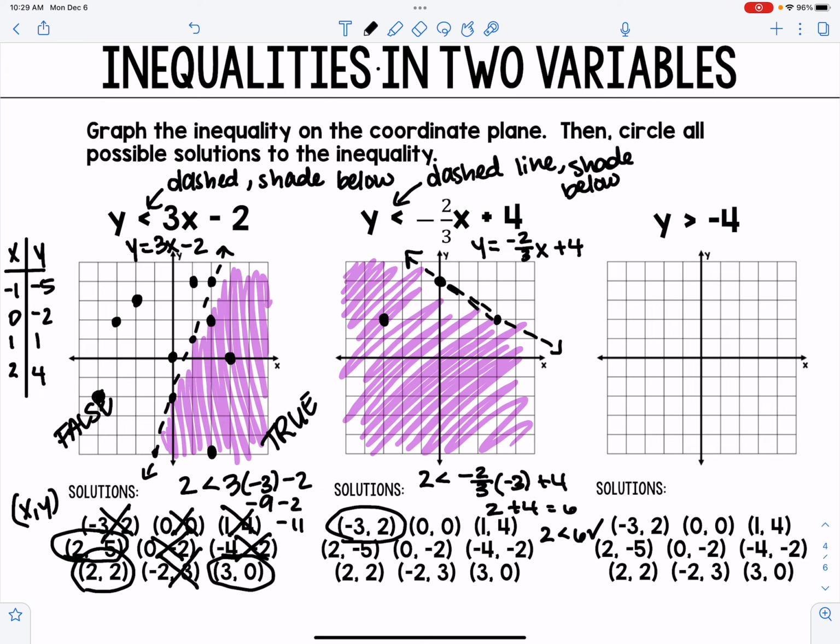All right, let's continue. So 0, 0 is also in the shaded area. 1, 4 is not in the shaded area, so that is not part of our solution. 2, negative 5 is in the shaded area. 0, negative 2, same thing. Negative 4, negative 2, shaded area. 2, 2 is still in that shaded area. Negative 2, 3, same thing. And 3, 0 is also shaded. So on this one, there's actually only one that was not a part of that solution, which was 1, 4.